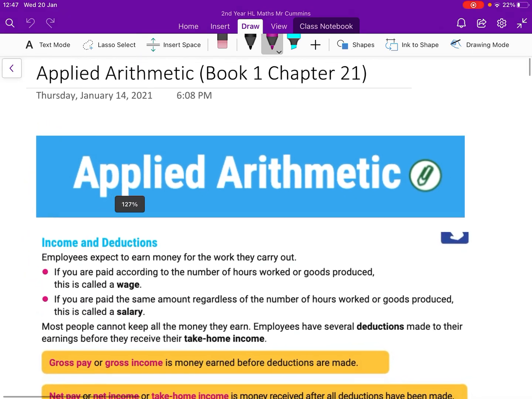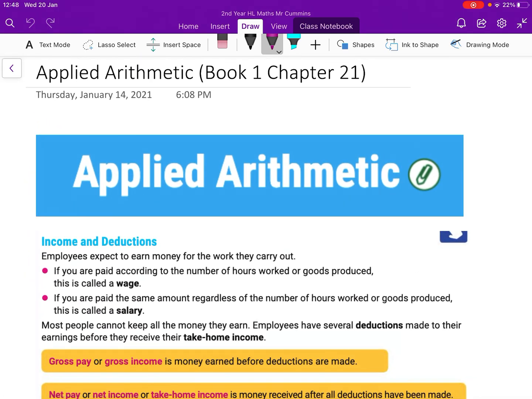Now, those of you who do business studies will have done a lot of this already, and it's kind of one of these real world things where you can relate to it, and you will certainly relate to it when you go on and have a job. And you've probably heard a lot of these phrases before in your homes. So we'll have a look through.